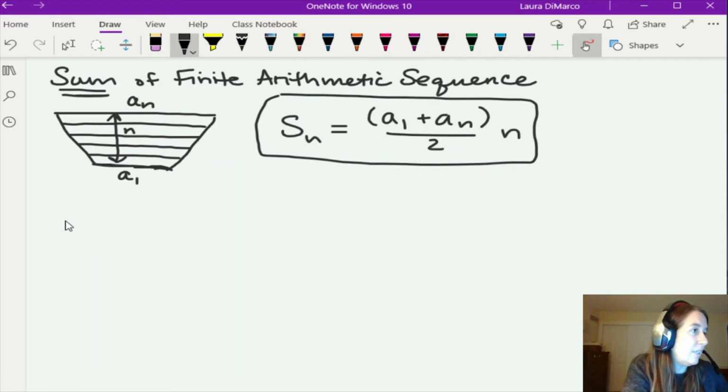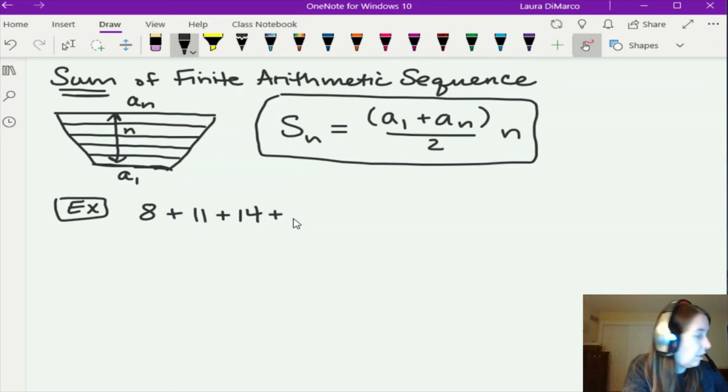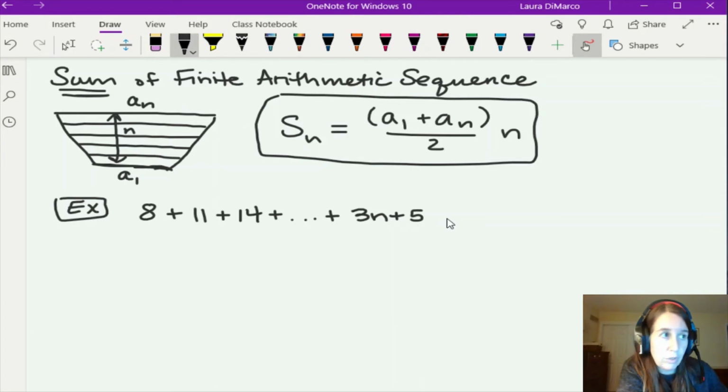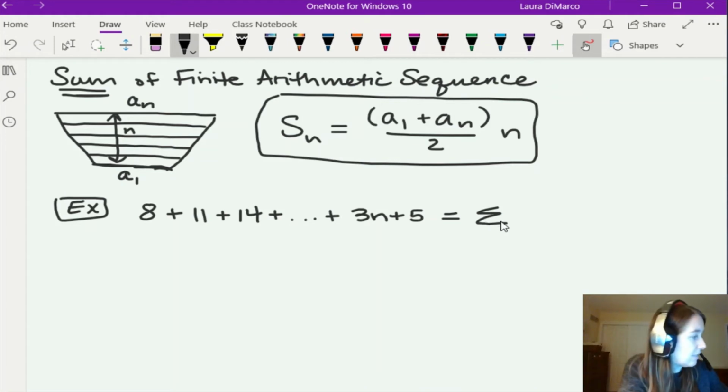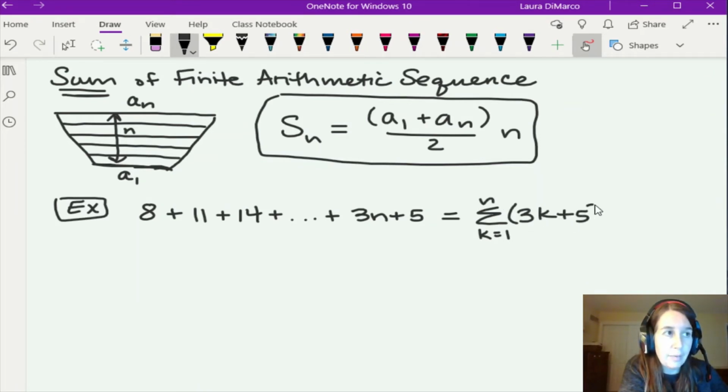So let's do an example of using this formula. We have this sequence, 8 plus 11 plus 14 plus dot dot dot plus 3n plus 5. So they're giving us the formula of how to calculate each term, right? And this can be written as the sum from k equals 1 to n of 3k plus 5. It's the same, we can write it out as a sum, or we can write it in summation notation.